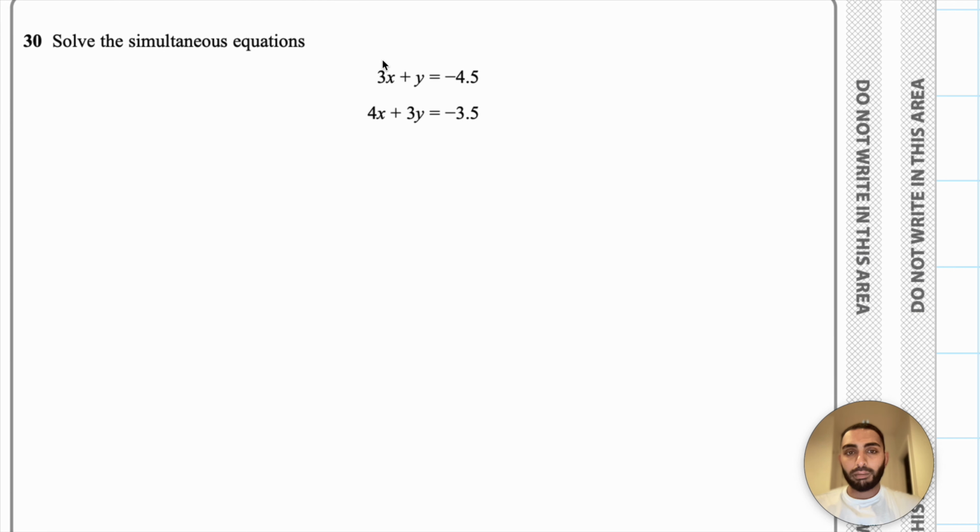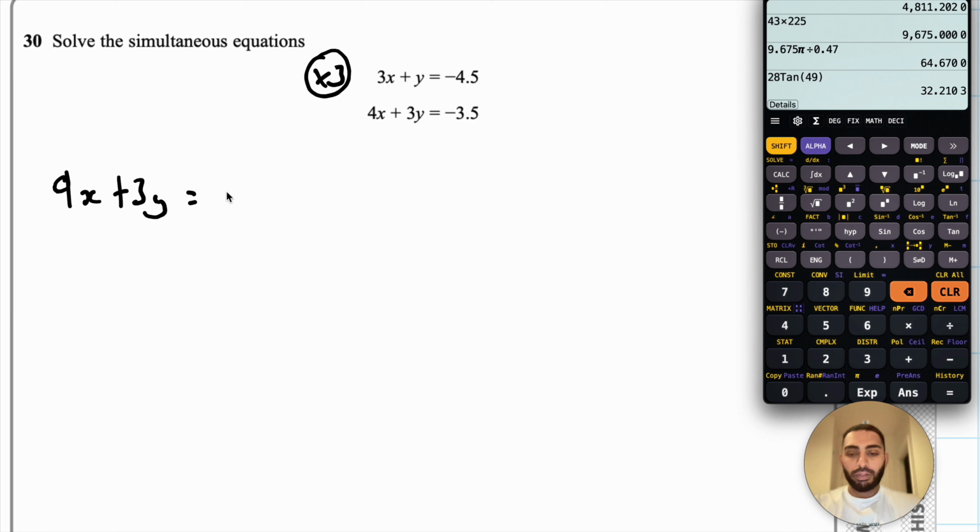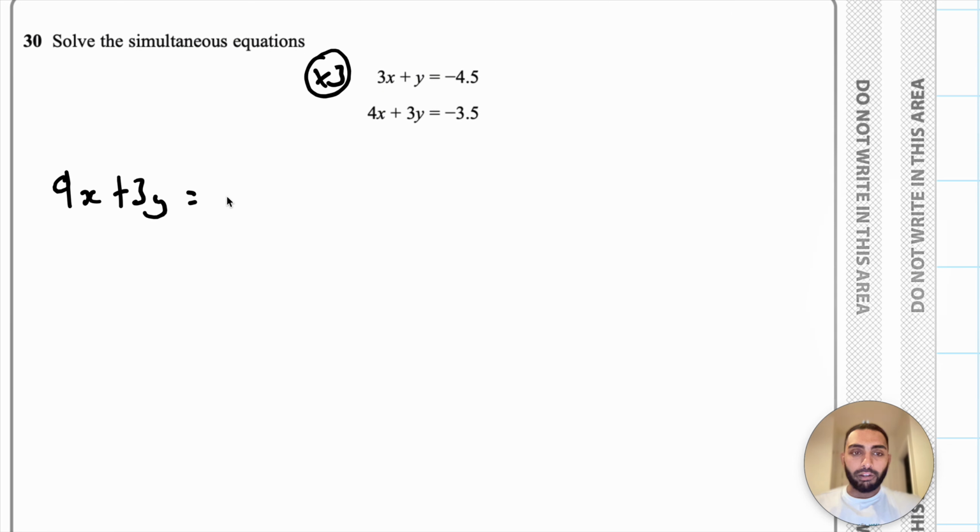If I make the x's the same, I need to multiply both of them. So I'm multiplying everything in this first equation by 3. 3x times by 3 is 9x. Y times by 3 is 3y. And you can see it matches up with that 3y. And negative 4.5 times by 3, do that with a calculator, times 3, which is minus 13.5. I rewrite that out just below.